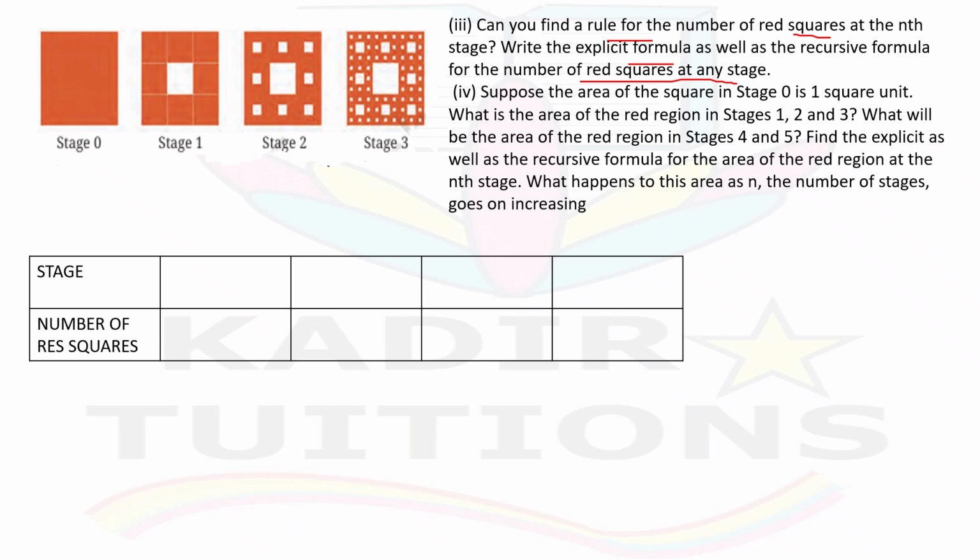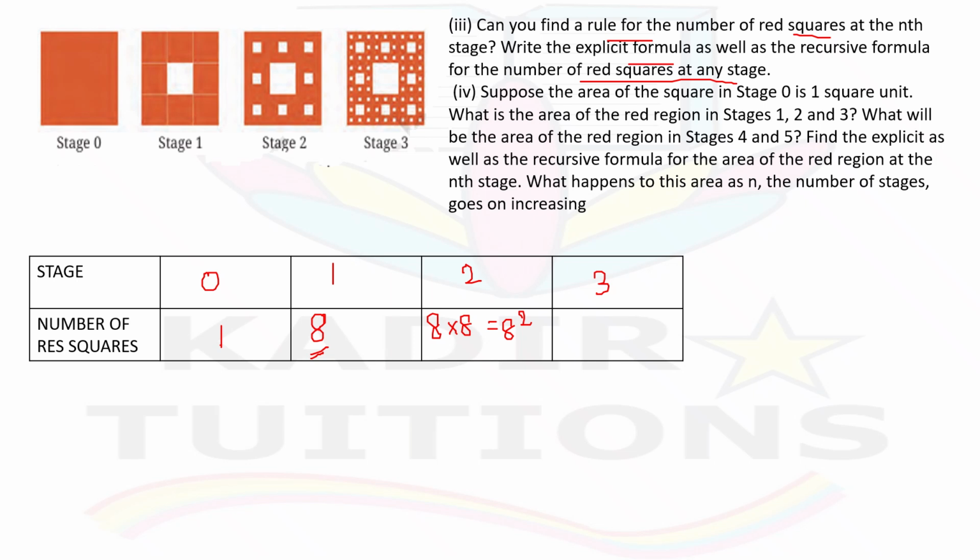Okay. So now at stage 0, how many red squares? 1 red square. And in stage 1, how many red squares are there? So this 1 red square is going to be divided into 8 red squares. So I am writing this as 8. And in stage 2, how many red squares are there? So in stage 1, the 8 red squares, each red square is going to be divided into 8 more red squares. So I can write this as 8 into 8, or even we can write it as 8 square.